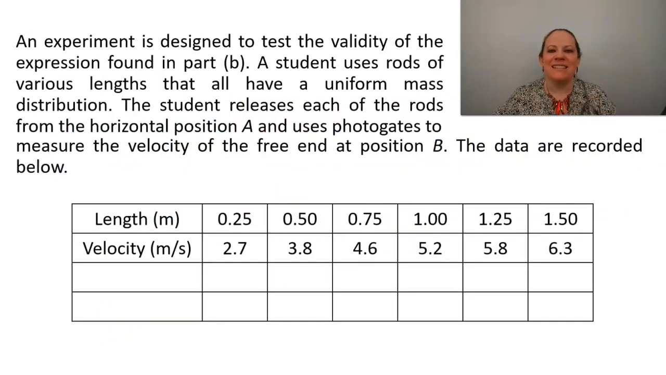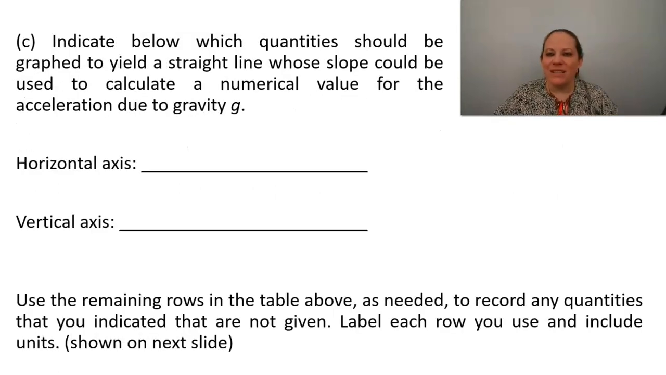An experiment is designed to test the validity of the expression found in Part B. A student uses rods of various lengths that all have a uniform mass distribution. The student releases each of the rods from the horizontal position A and uses photo gates to measure the velocity of the free end at position B. The data are recorded below. Part C. Indicate below which quantities should be graphed to yield a straight line whose slope could be used to calculate a numerical value for the acceleration due to gravity g.